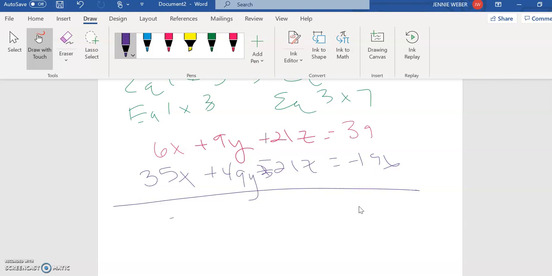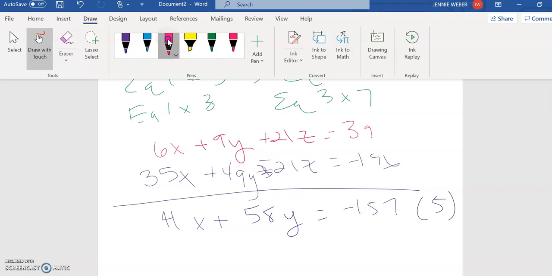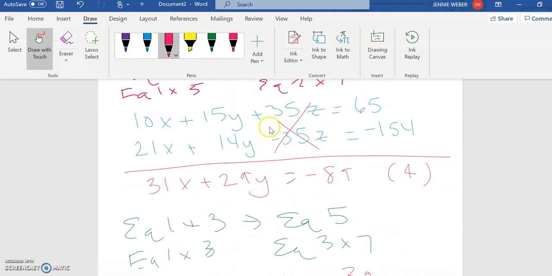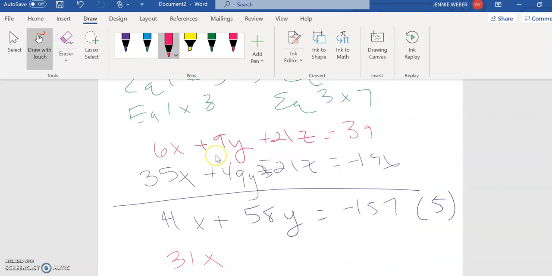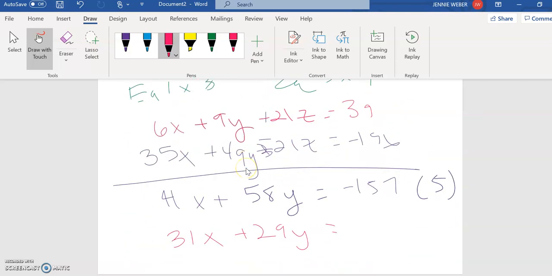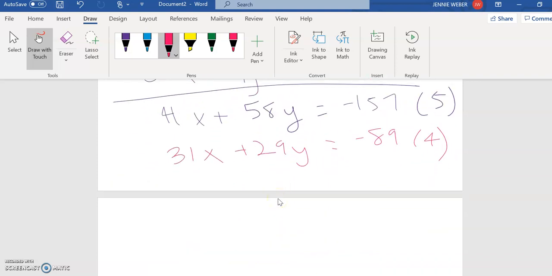So now I'm going to add. This is 41x plus 58y equals 39 minus 196, equals negative 157, and this is equation 5. Notice now equations 4 and 5 are in, I'm going to rewrite down here, 31x plus 29y equals negative 89. So this was my equation 4 from above. I am in just x and y. I have a 2-variable system, and I'm like, yay, this is something I can work with, okay?